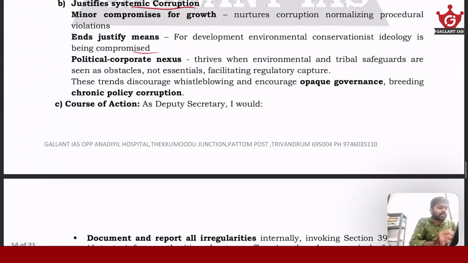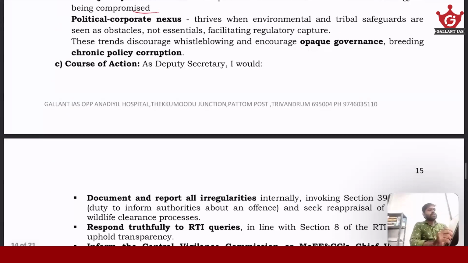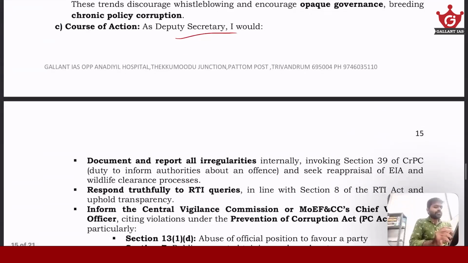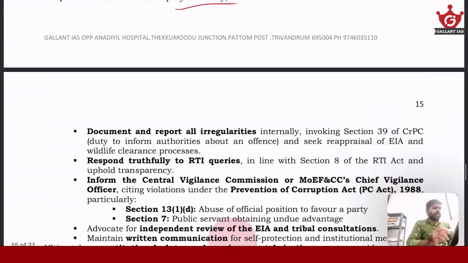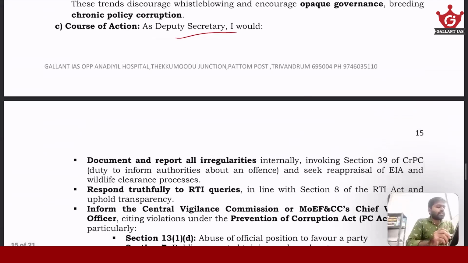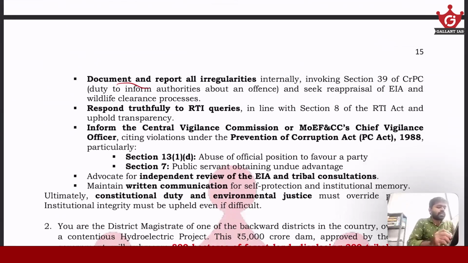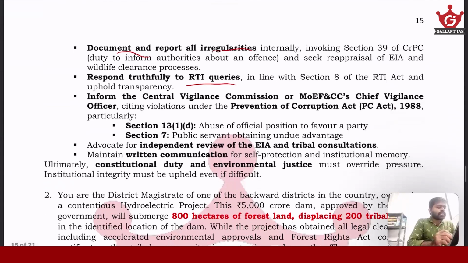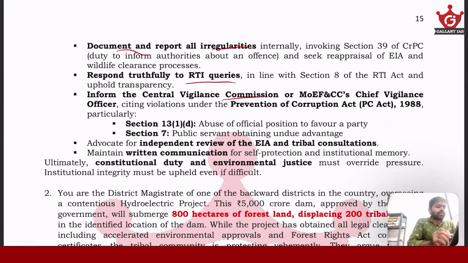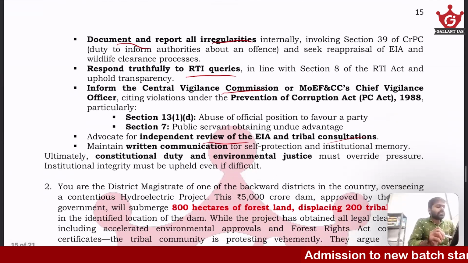And the third sub-question is about the course of action as a deputy secretary. We can include various steps to be taken by the deputy secretary. Documentation is the first step to be done, and report all irregularities. Respond truthfully to RTI queries. Inform the Central Vigilance Commission about the corruption taking place here, and advocate for independent review of the environmental impact assessment. Tribal consultation also is a step to be taken here.